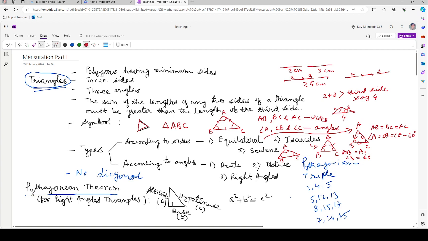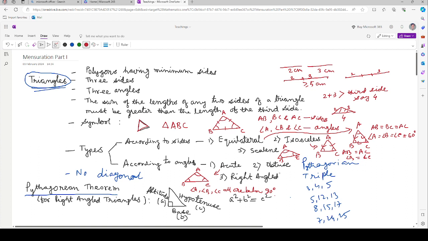According to angles, triangles can also be divided into three types: acute angle triangle, obtuse angle triangle, right angle triangle. The name implies that an acute angle triangle means all angles of the triangle are acute angles. Here A, B, C are acute angles. So angle A, angle B and angle C are all below 90 degrees, right?